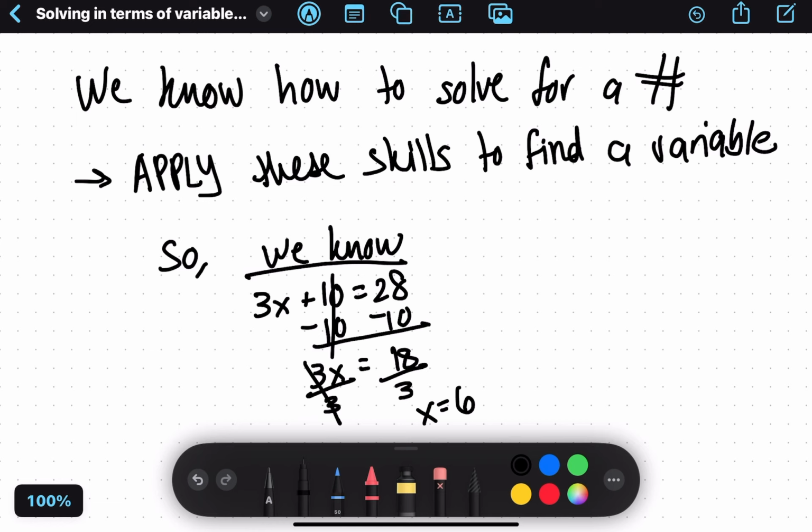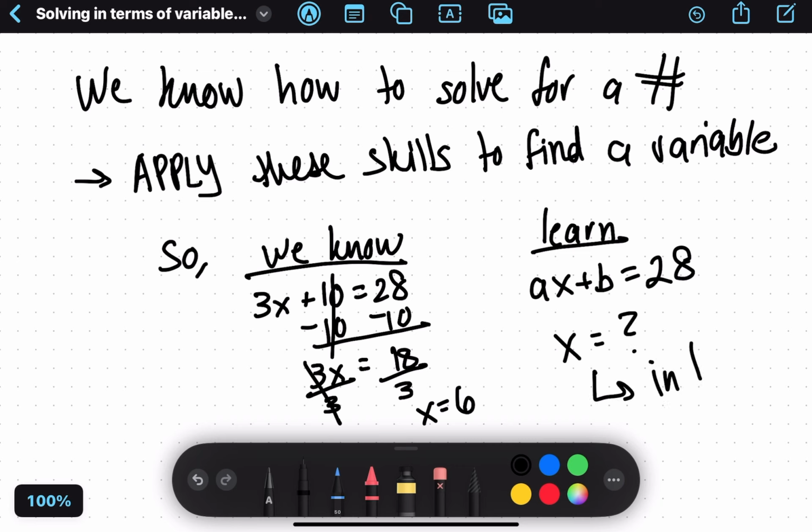But now we need to learn. There was no 3 and there was no 10. We need to learn how we can solve for x if we have ax plus b equals 28. How would we do that? So x would be what? Would we get a number? Well, our answer is going to be in terms of variables. And when I mean in terms, meaning it's going to be written with variables only. So let's get into it.